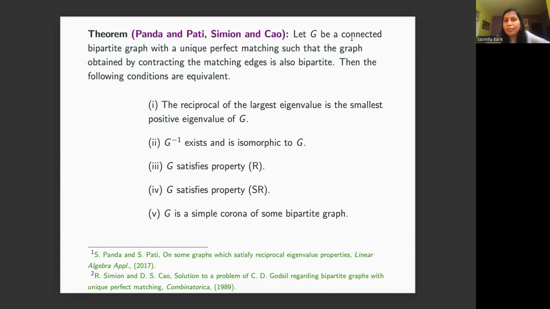So if my graph is bipartite with a unique perfect matching, and after contraction it again becomes bipartite, then the graph will satisfy property R if and only if it is a corona. So in this class, it again comes out as a corona graph. So this is about characterization. In the other class, as I told, after contraction it may be non-bipartite. Study has been done in that class also, but I'll not go into that.